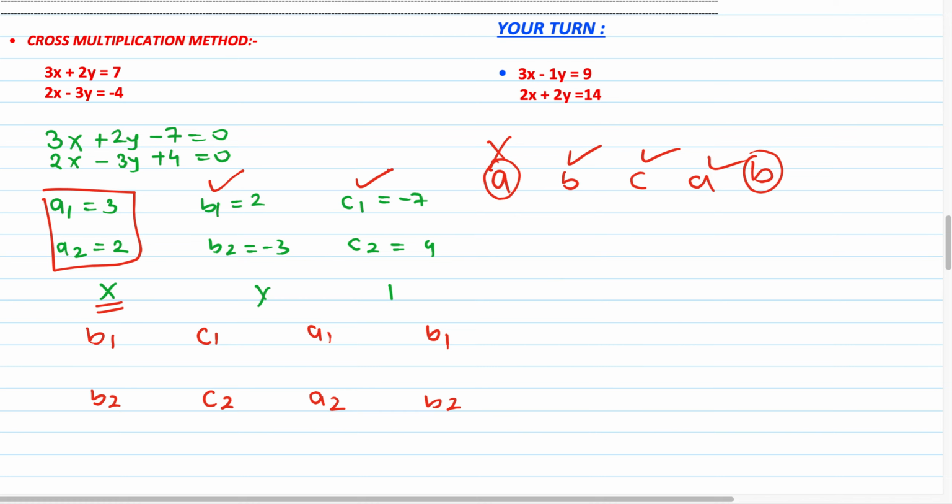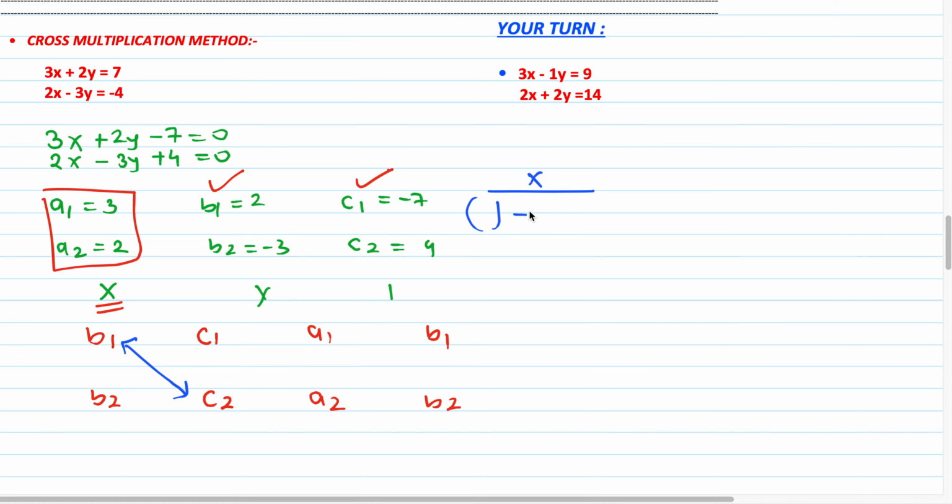If you have understood this, you can easily frame the equation and solve it. You just write down the formula: x upon, what is below x? b1 and c1. You do the cross multiplication: box minus box equals y upon box minus box, and equals 1 upon box minus box.